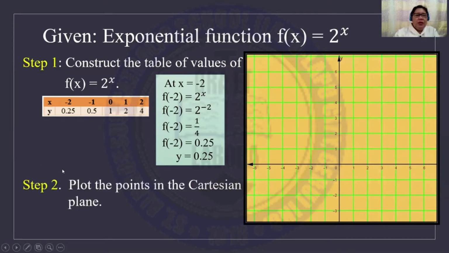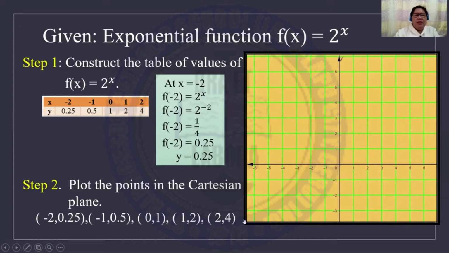For step 2, you have to plot the points in the Cartesian plane. And these are the coordinates of the points. Let us plot now the points.